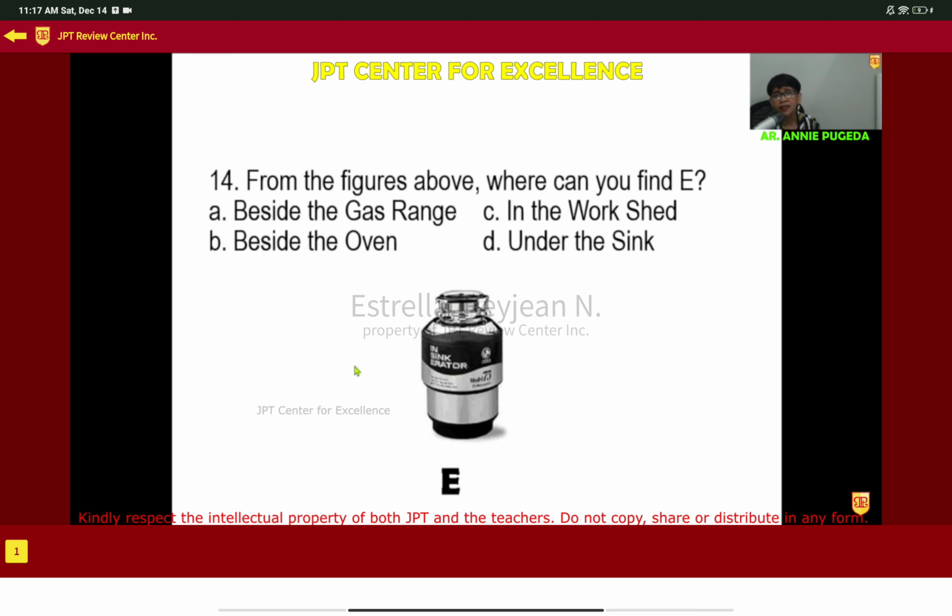Commercially known as in-sink aerator. Now, definition-wise, it's a food disposal unit. And therefore, nasa ilalim siya ng sink. Ayan. Klaro? Klaro. Tama mga kaibigan.